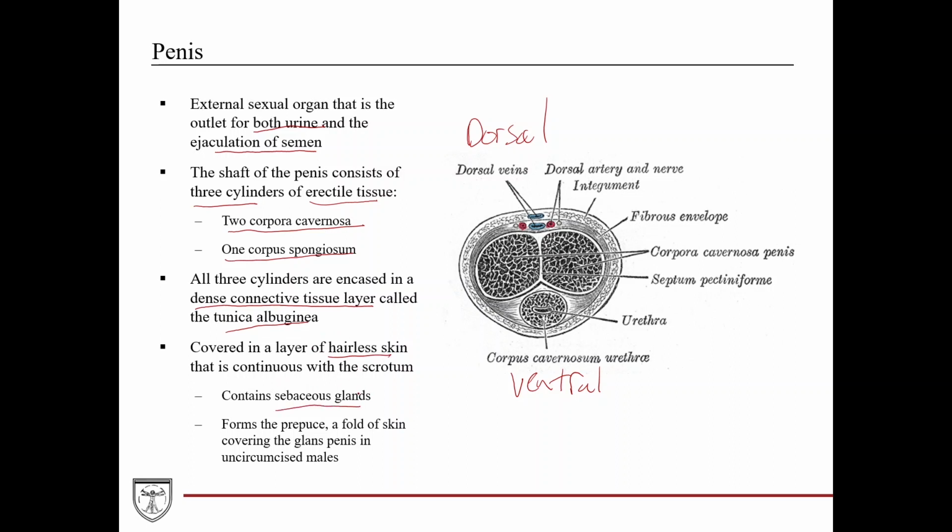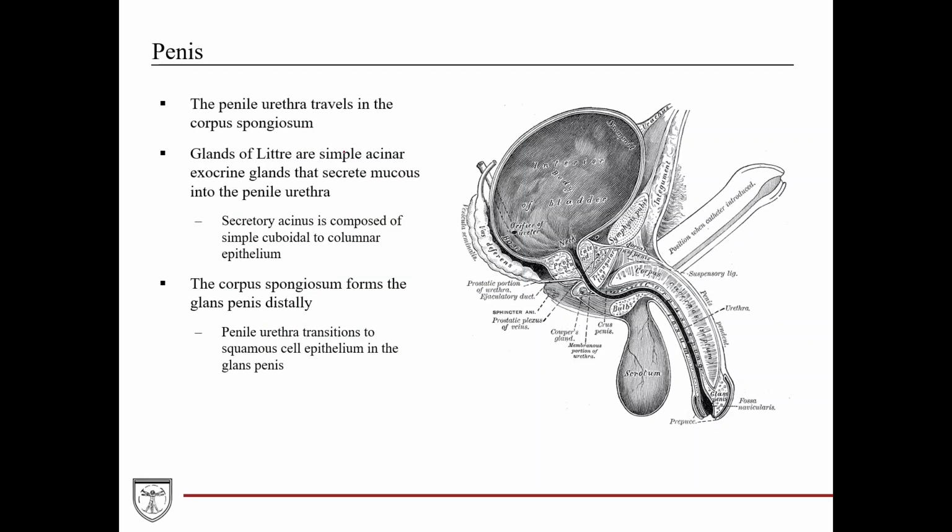It contains sebaceous glands, and then it forms the prepuce, which is a fold of skin that covers the glans penis at the tip of the penis in uncircumcised males. So a circumcision is a surgical procedure that involves cutting away some of this fold of skin. As we mentioned before, the penile urethra, as it's in the name, this section of the male urethra travels in the corpus spongiosum. You can see that here. Here's the cavernosum, this white section here. And then this section here with the urethra traveling through, this is the spongiosum.